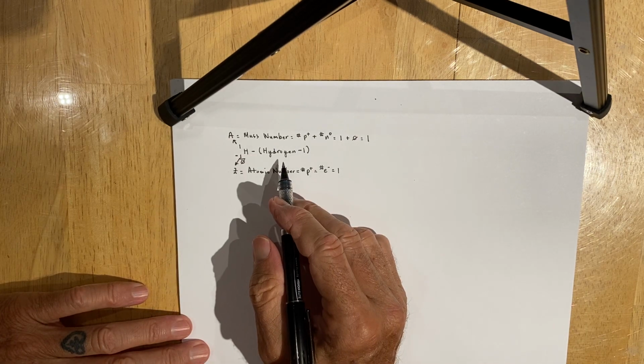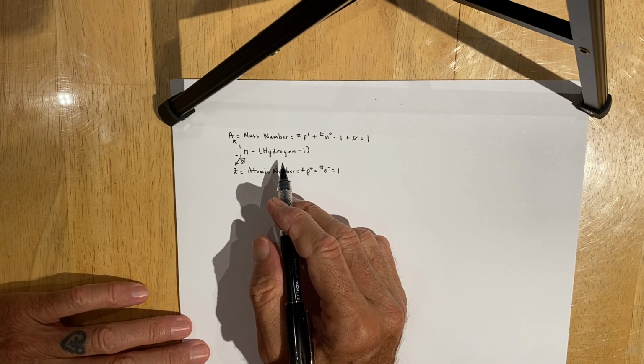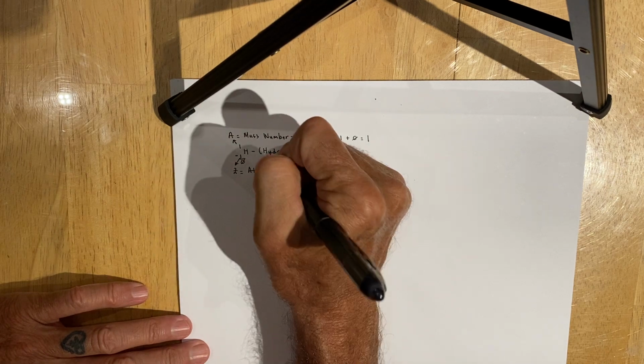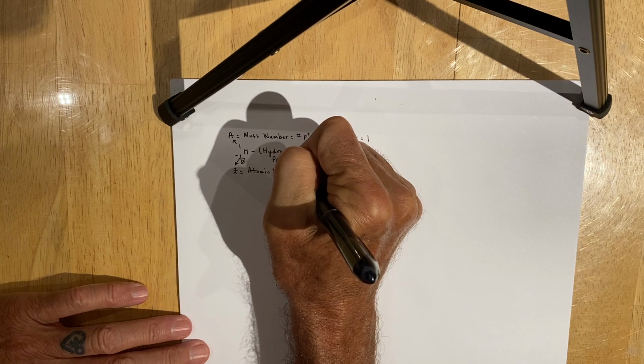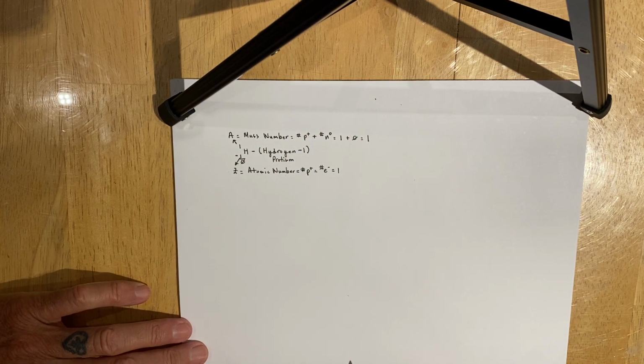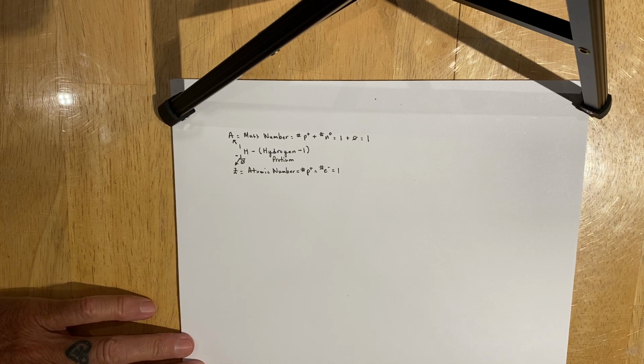This particular isotope of hydrogen, since it has just 1 proton, is referred to as protium. And it's the most abundant isotope in nature. Approximately 99% of all the isotopes of hydrogen are protium isotopes.